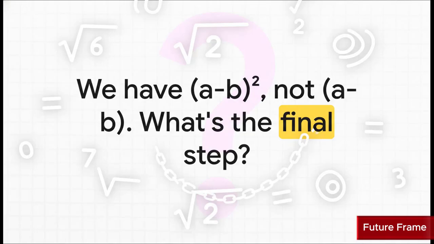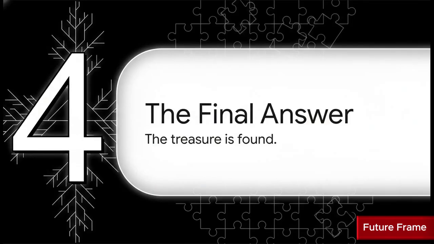But wait, hold on. We're not quite at the finish line. Look closely. We have (A minus B) squared. The original question asked for just A minus B. So what's the final move here? How do we get rid of that pesky little exponent? And that's it. That's the final piece of the puzzle. We just take the square root of both sides, and just like that, we found our treasure. The problem is officially solved.